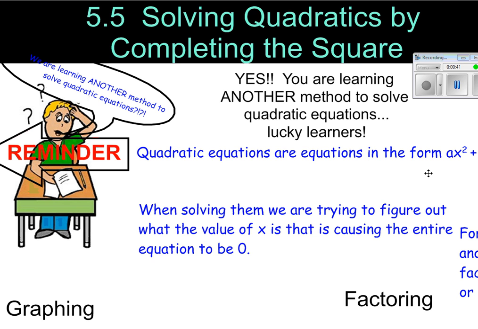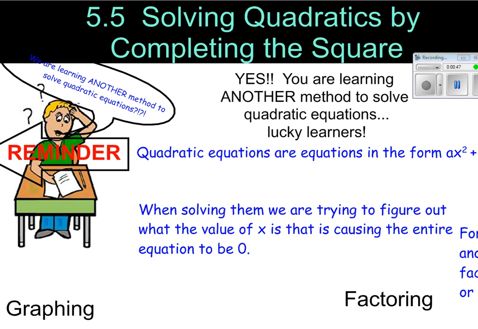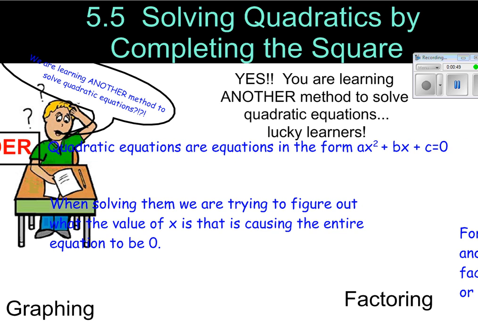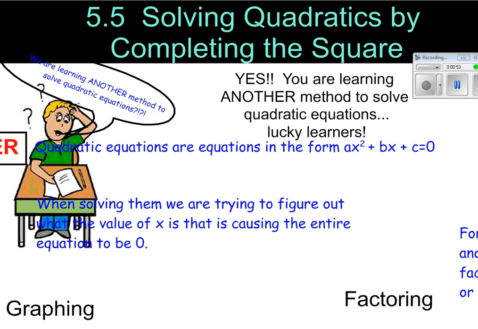So remember, quadratic equations are equations that look like this: ax squared plus bx plus c equals 0. So when solving them, we're trying to figure out what is the value of x that will make that whole thing 0. Remember, a, b, and c are all numbers. X is what we're putting in. We're trying to make it equal to 0.